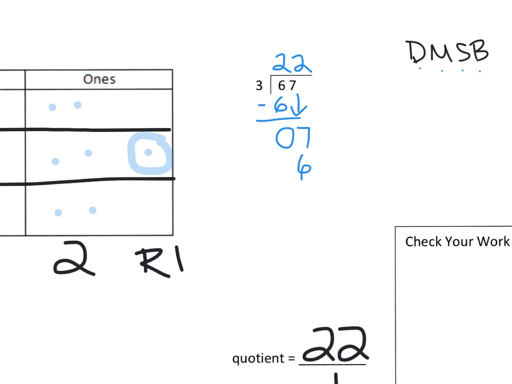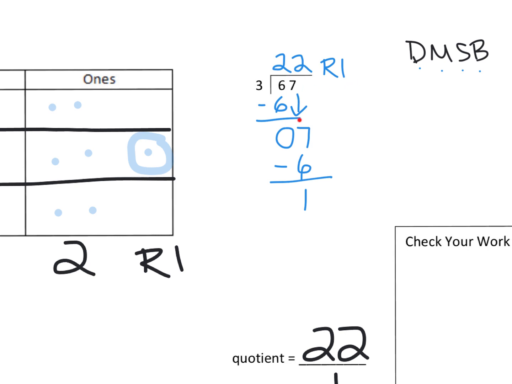I then subtract to see if there's any remainders. And there's 1 remainder left over. Once I'm done subtracting, I try to bring down. There is no digit to bring down here into this column, which means I'm done. And my answer is 22 with a remainder of 1.